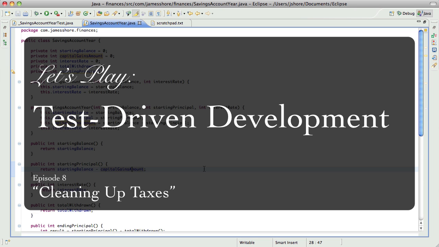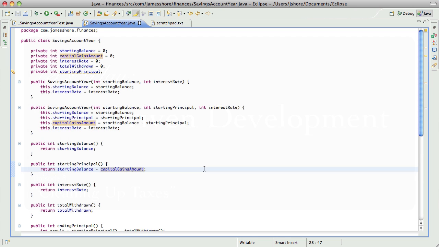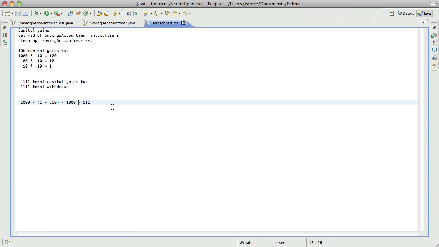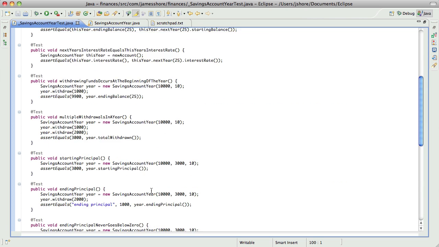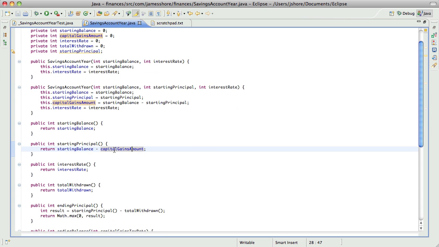Last time we finally got our capital gains tax calculation working properly, and now we need to do a lot of cleanup. It's just gotten ugly out there. Our tests aren't very clear. Our code is wonky, like we've got this local variable that isn't used. We're passing in the starting principal, but then calculating the capital gains amount. It's all quite messy and I want to fix it.